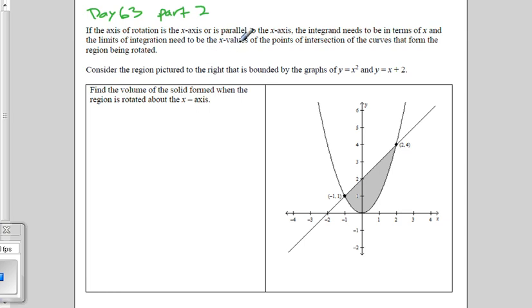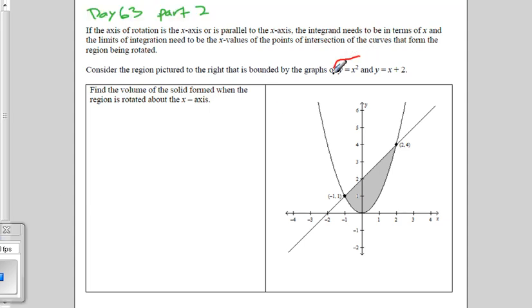Okay, so this example is going to be kind of like what we just talked about, and then later we'll do an example where I need everything as x equals, and we need to be rotating around a vertical line, either the y-axis or some line x equals something. Then everything will need to be in terms of y, and then dy. But this is always going to be in terms of x and dx.